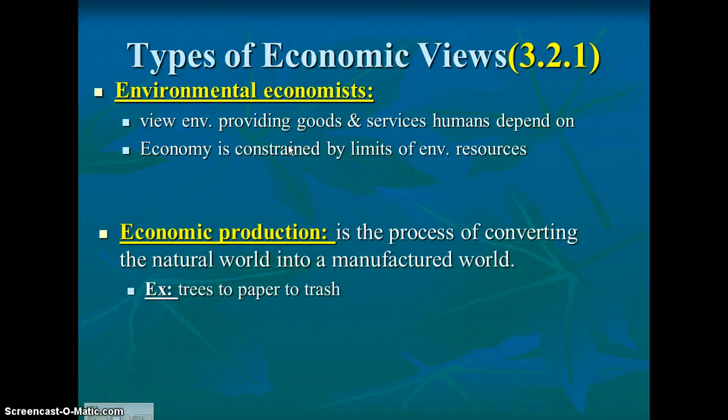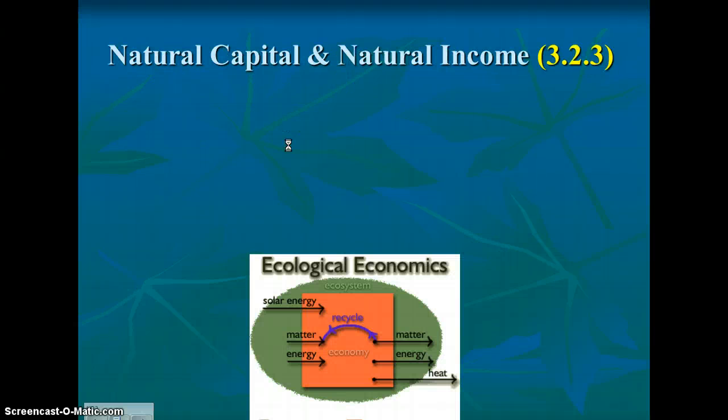So, in thinking about this type of view, economic production will be the process of converting the natural world into the manufactured world, where trees will be turned into paper, and then eventually the paper could get trashed or hopefully even recycled. And in thinking about this, we could say how environmental the viewpoint is versus how maybe not so much. We can relate it to whether it is technocentric, anthropocentric, or ecocentric. So there are a lot of spectrums within this.